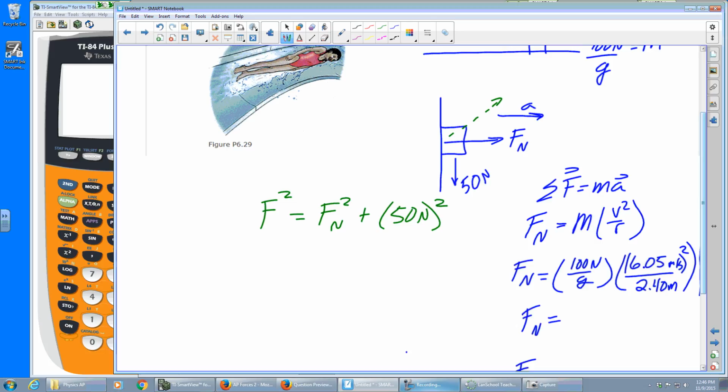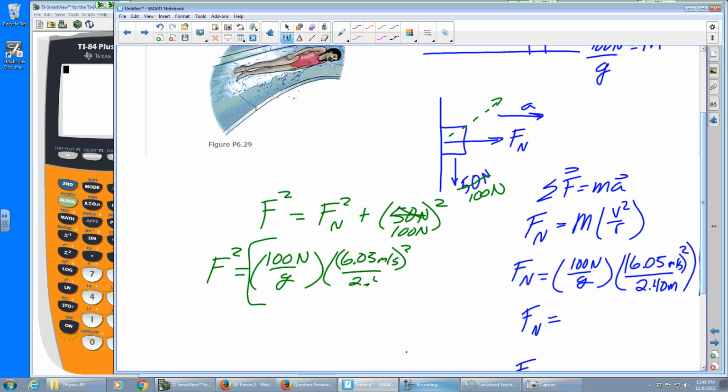But let's use that 100 newtons rather than the 50, because I think that's better. This would be 100 newtons here also. So we're going to leave it as 100 newtons over g times 6.05 meters per second squared over 2.4 meters.